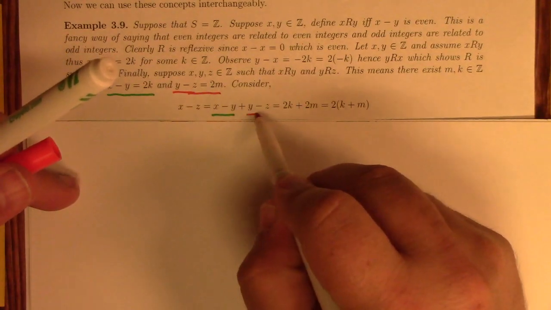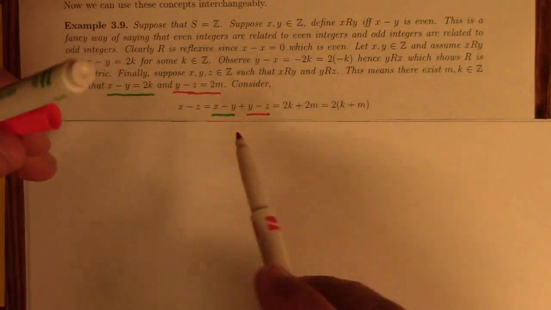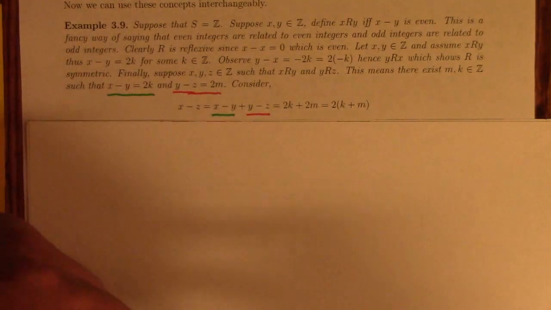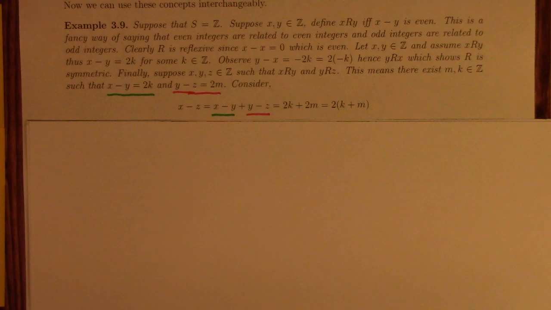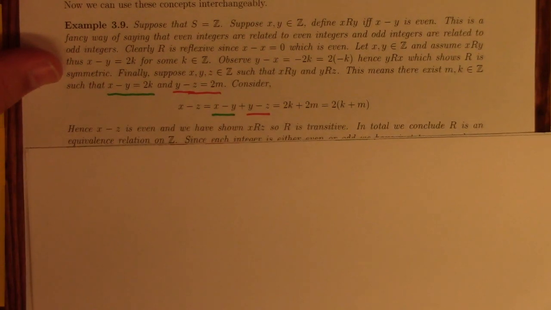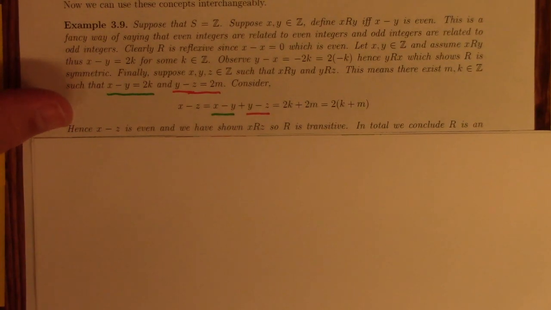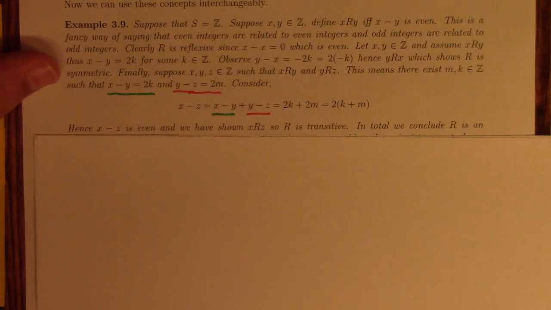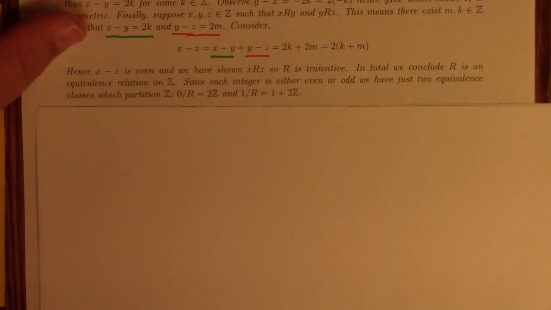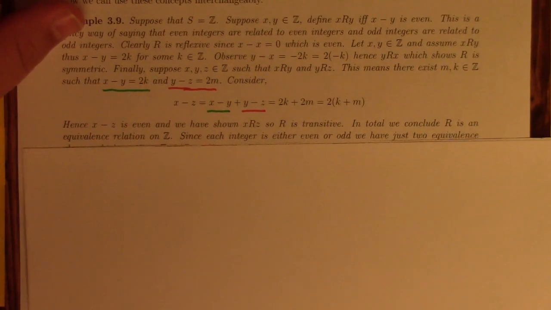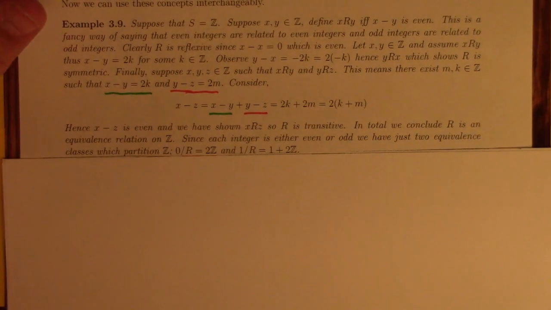So I want to put that there. That gives me the 2k and the 2m. And so factoring that out, I've got 2 times k plus m. But of course, if k and m are integers, then k plus m is also an integer, which shows that x minus z is even. And so we've also shown that x relates to z, which shows that it's transitive. In total, we can conclude that R is an equivalence relation on the integers.